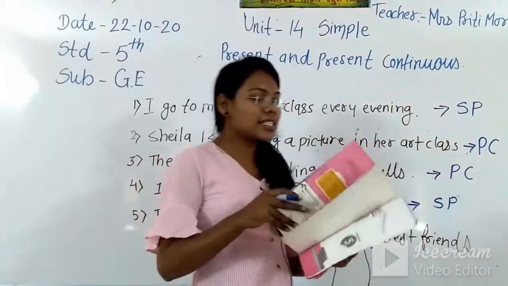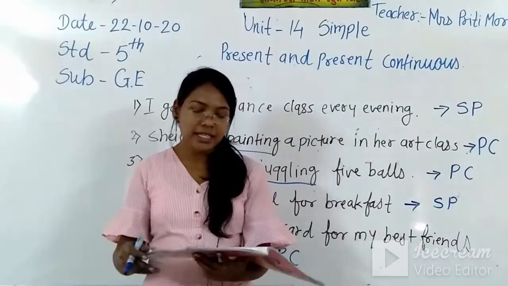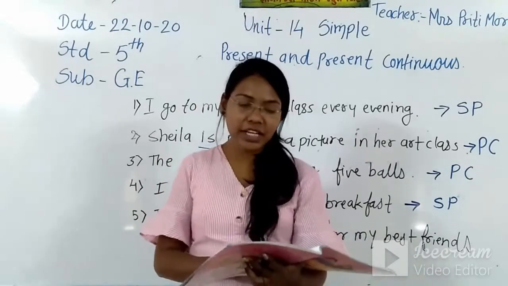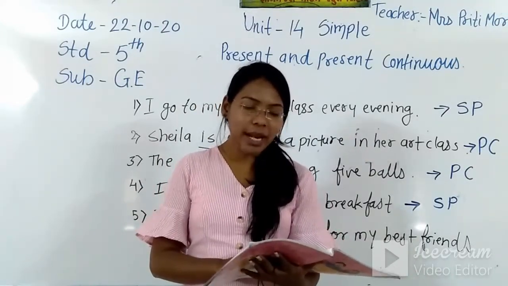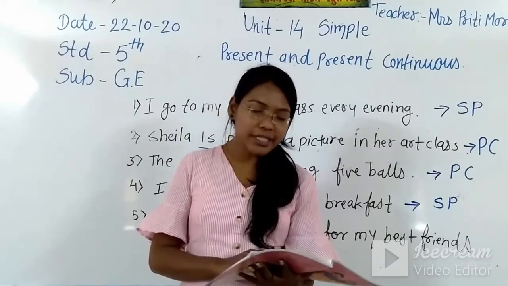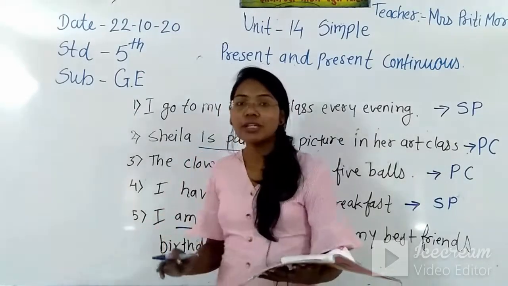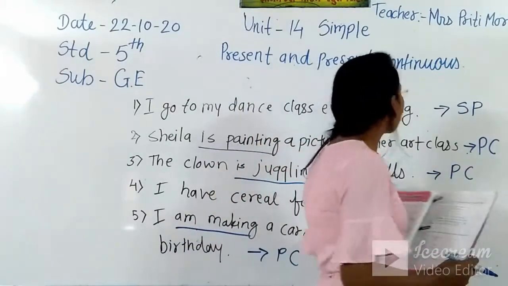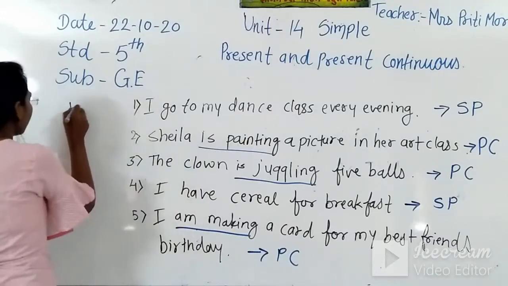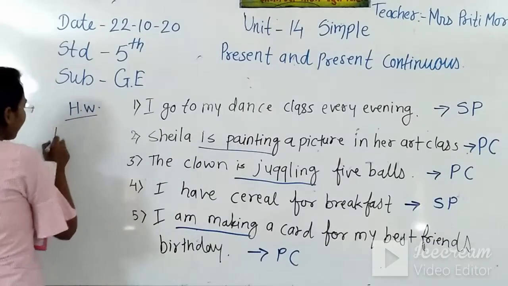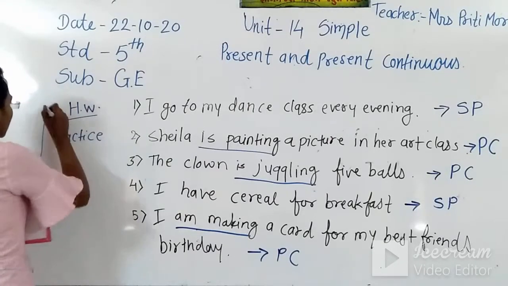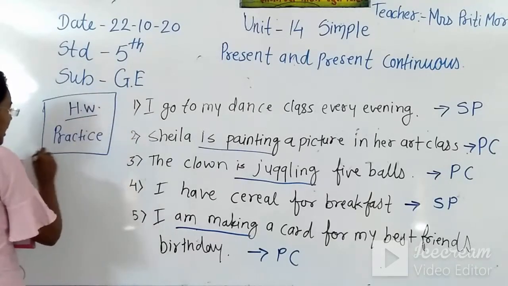Now the next exercise is the practice exercise. In the practice exercise, 8 sentences are there, and what is the instruction, I just read: put the verb in the brackets in the correct form, either using the simple present or the present continuous tense. So this practice exercise is your homework. I write here, practice exercise, this practice exercise your homework.